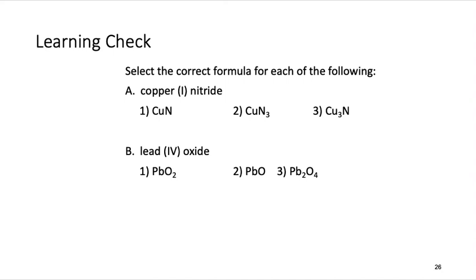And lead 4 oxide. Okay, oxygen is negative 2, and I know that lead 4 is what charge? This is the George Washington's white horse. Lead 4 is positive 4. So how many negative 2s do I need to balance with a positive 4? I need 2 negative 2s. So this would be PbO2, lead 4 oxide.